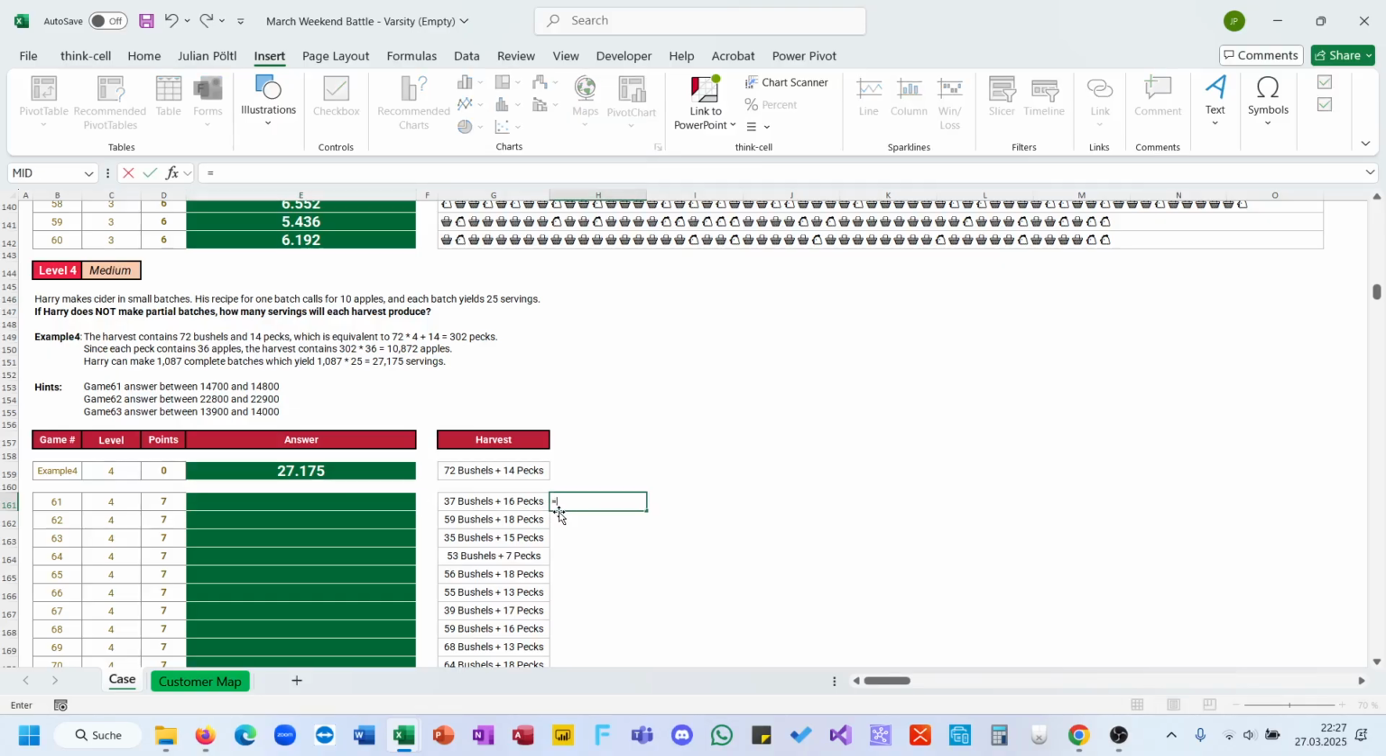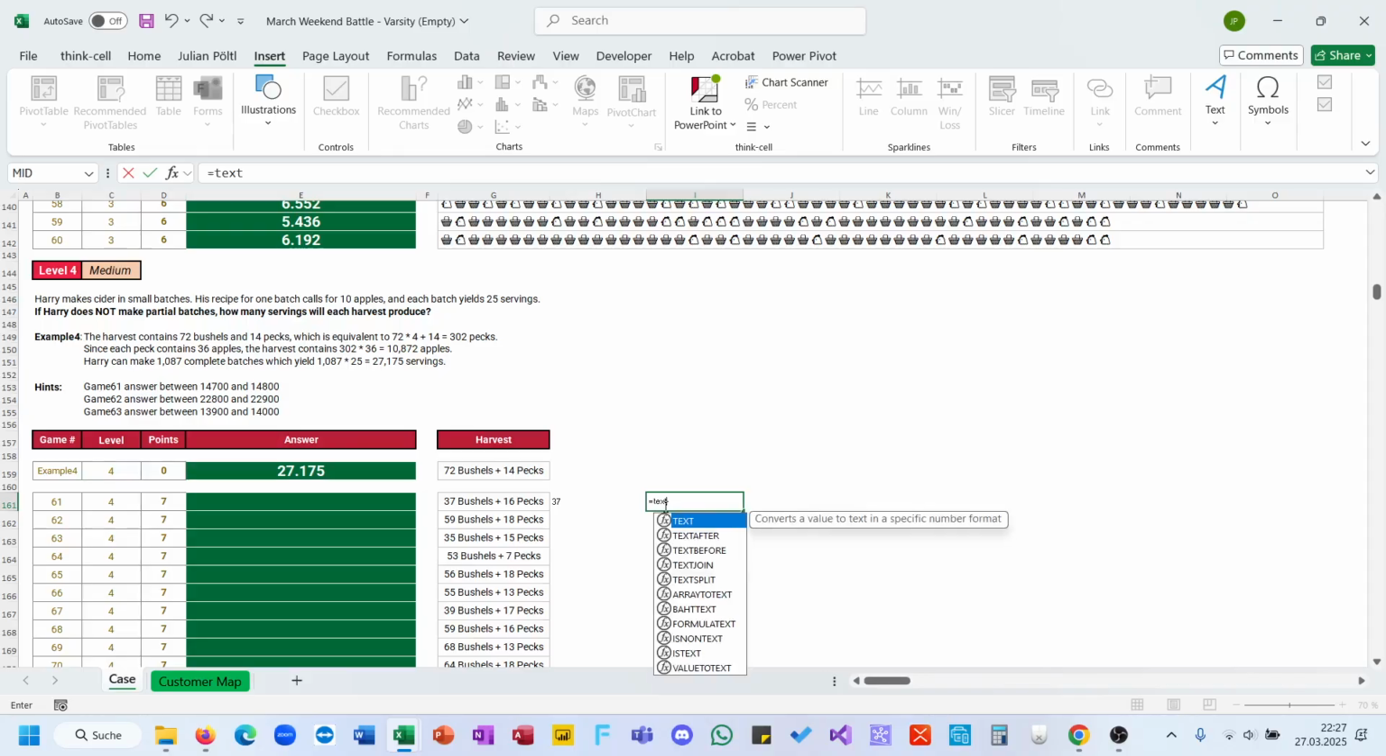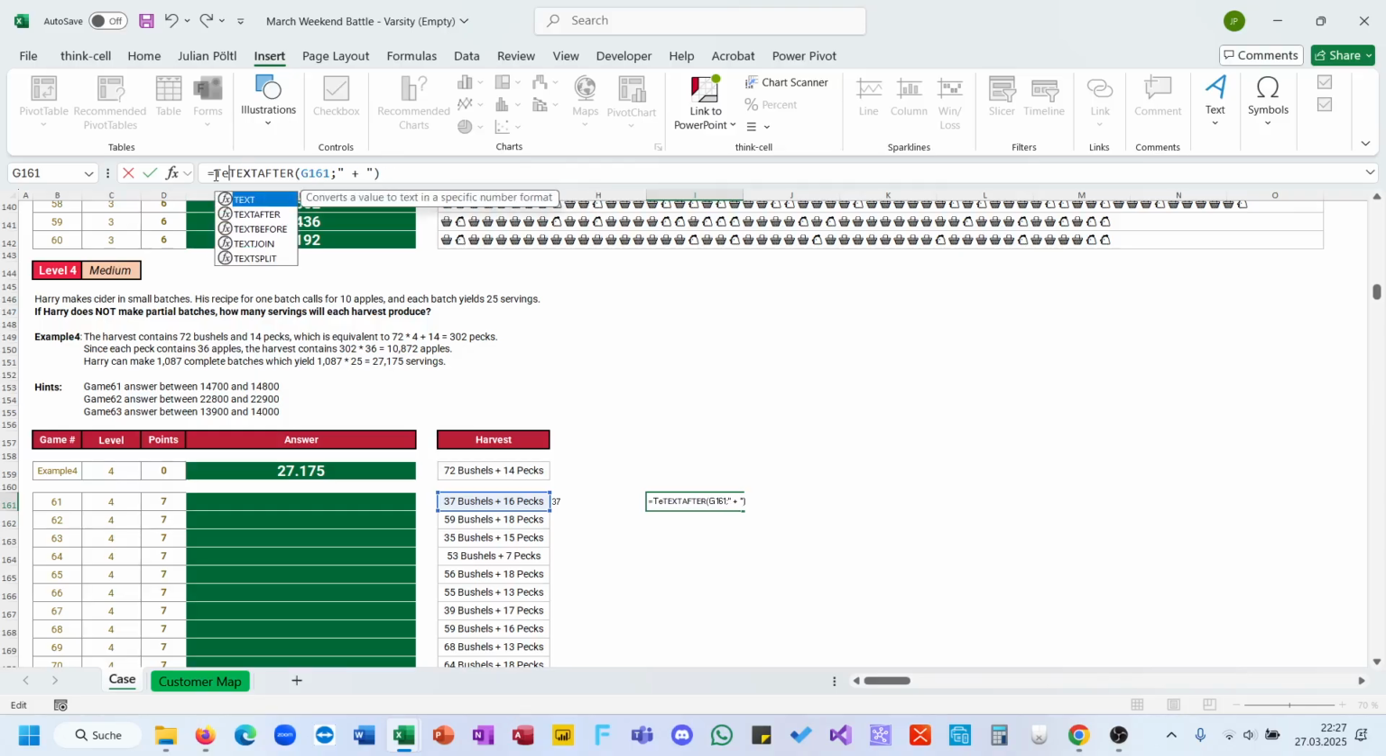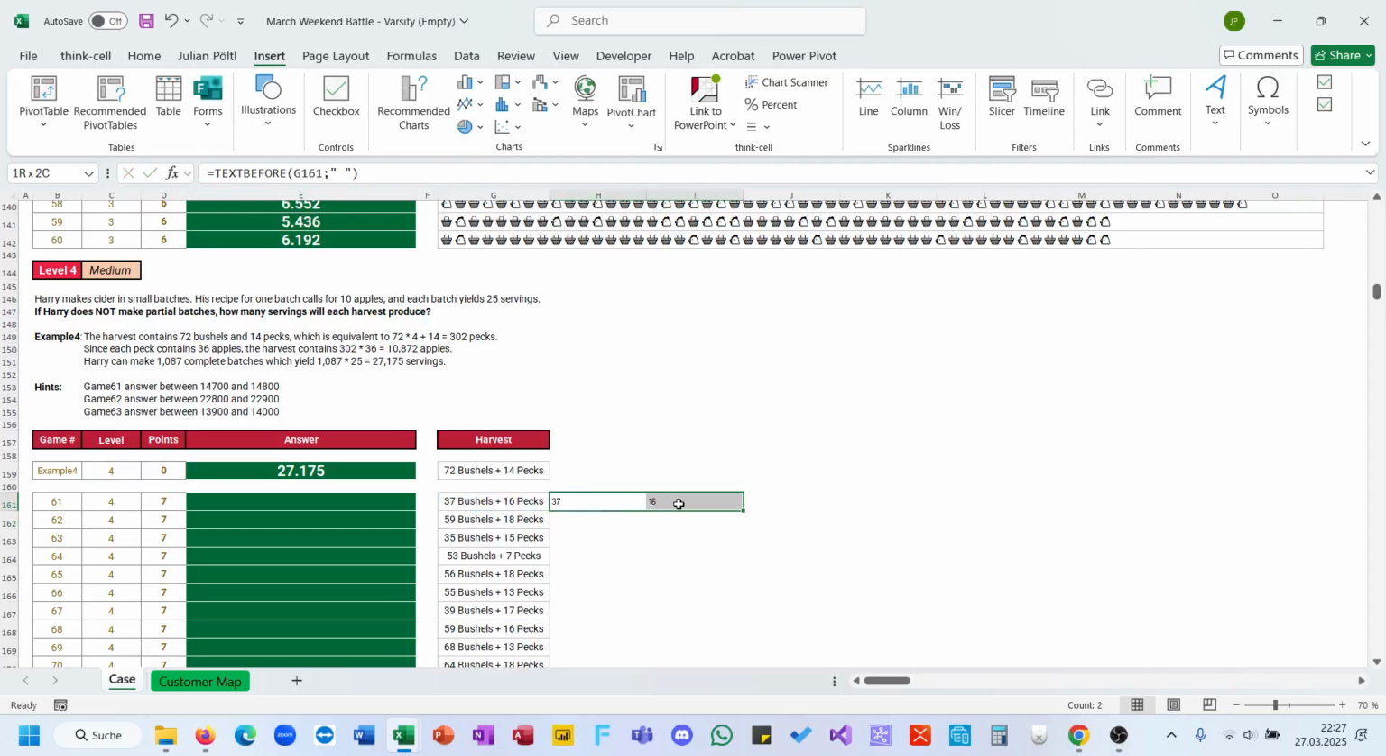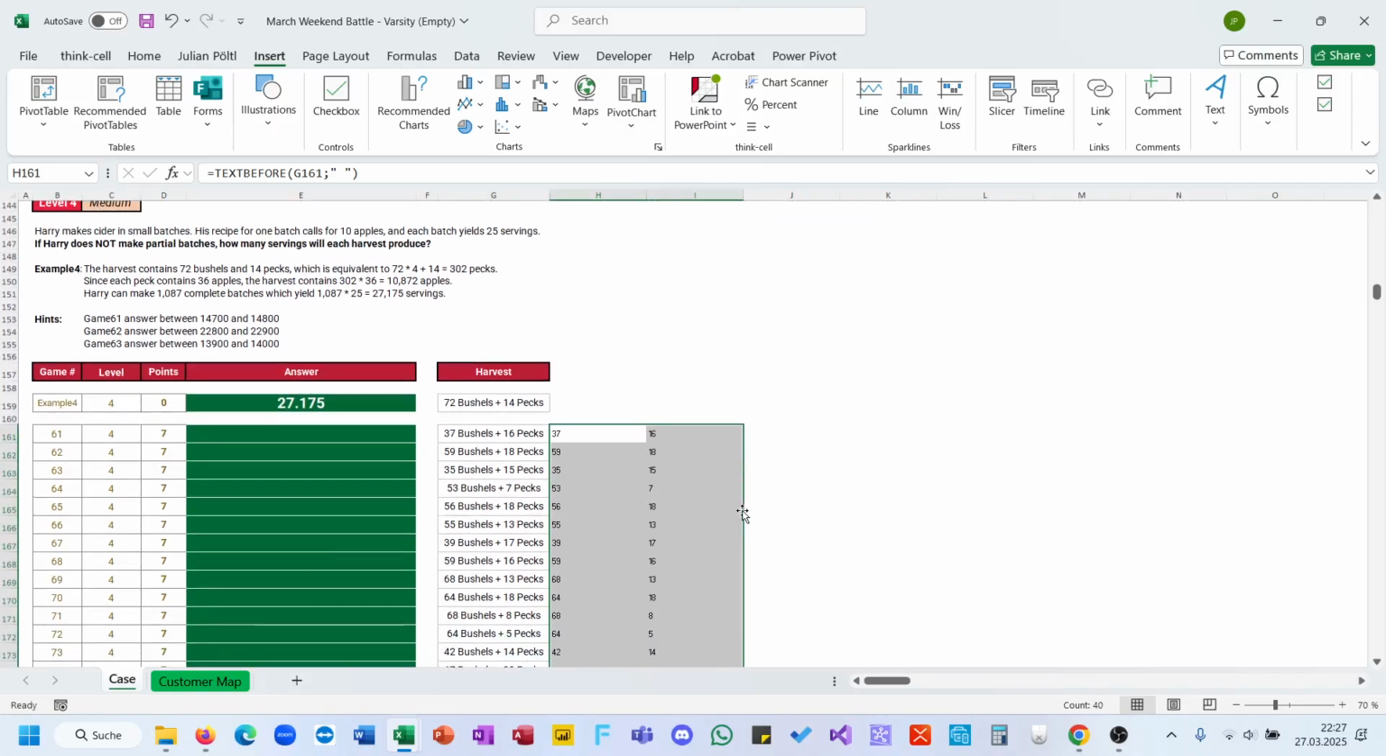So text before and text after. And now wrap a text before around, so make a text between 16. Okay. Drag it down.